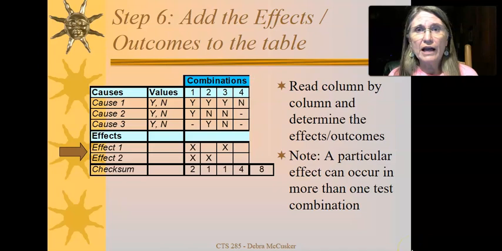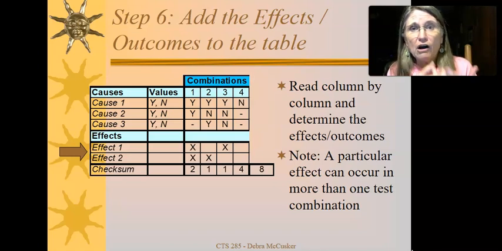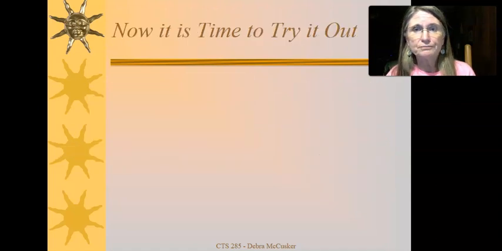And of course, the last step we need to do is to add the outcomes to the table. So we want to go back to the English verbiage that we were supplied with that talked about the causes and effects and map those into the chart. And it is possible that a particular effect could occur in more than one combination across. So now's the time to give it a try.